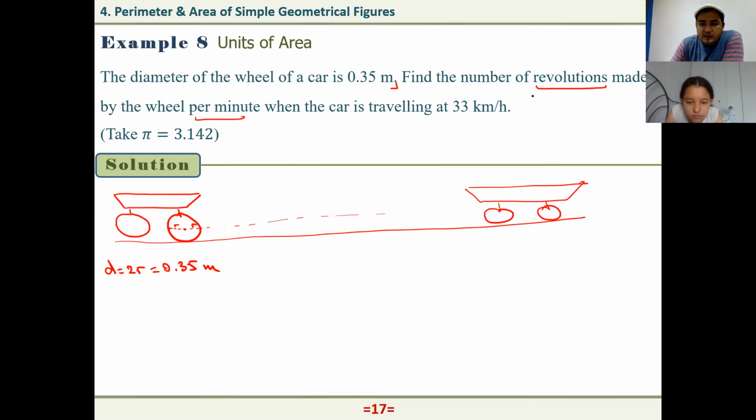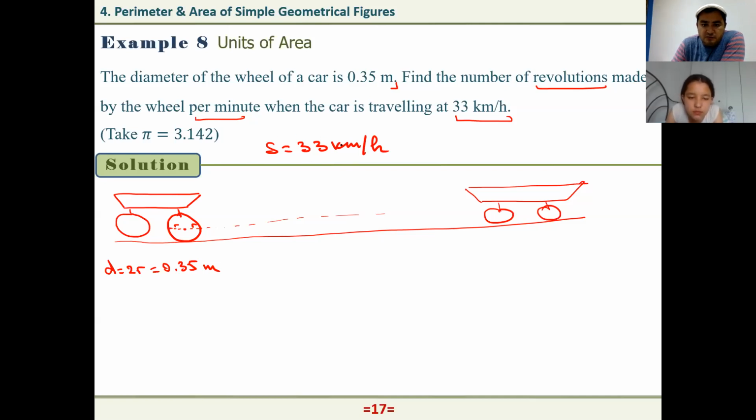So it says find the number of revolutions made by the wheel per minute. In 1 minute, how many times is this wheel revolving when the car is traveling at 33 kilometers per hour? If the speed of the car is 33 kilometers per hour, then in 1 minute, how many times is the wheel revolving? That's the question, okay? So first we should start from here.